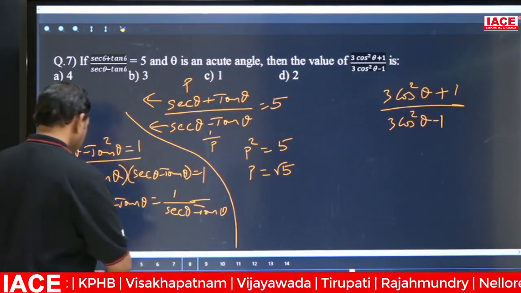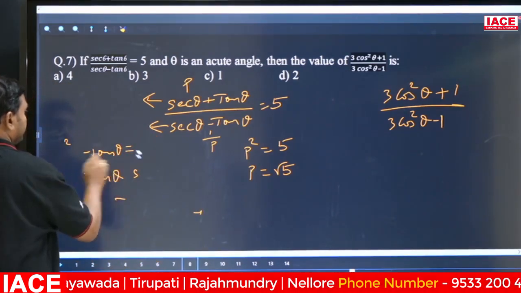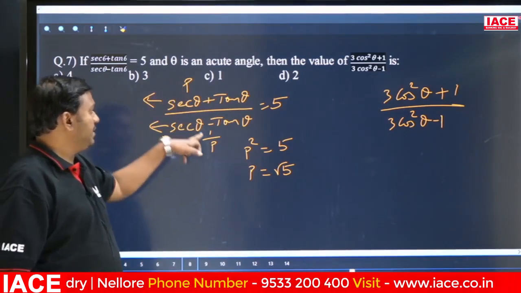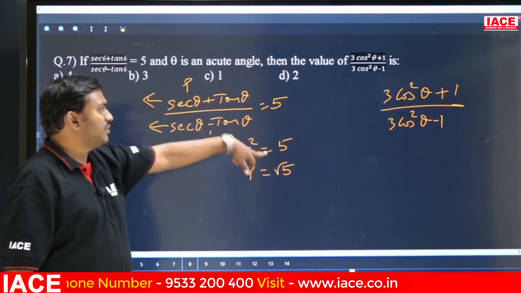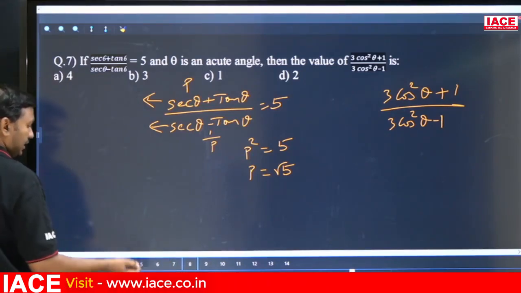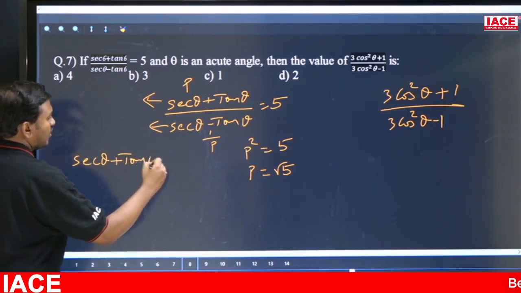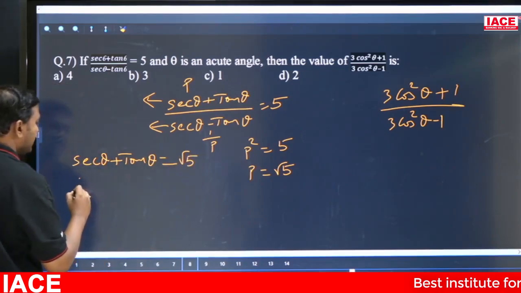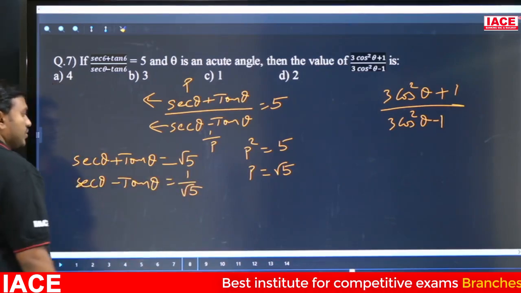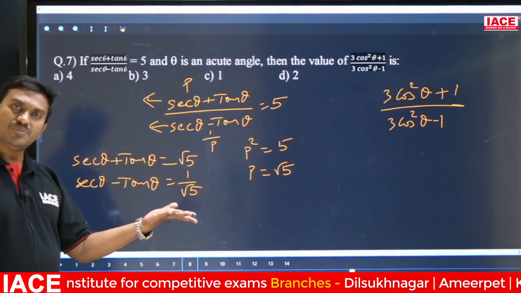So we are getting, erasing this, right? So this is P, means this is 1 by P. So P by 1 by P means P square. P square equal to 5 means P equal to how much? Root 5. Secant theta plus tan theta is how much we are getting? Root 5. And secant theta minus tan theta we are getting how much? 1 by root 5. So secant theta plus tan theta is root 5 and secant theta minus tan theta is 1 by root 5. Why? Because both are reciprocal to each other.